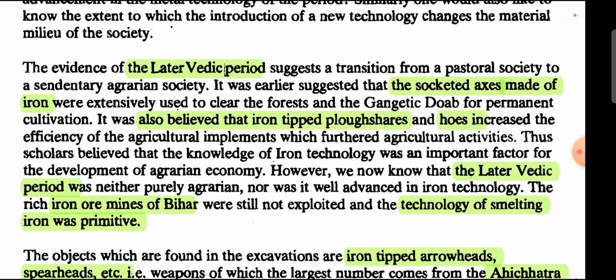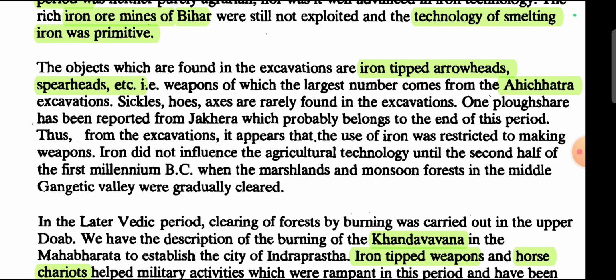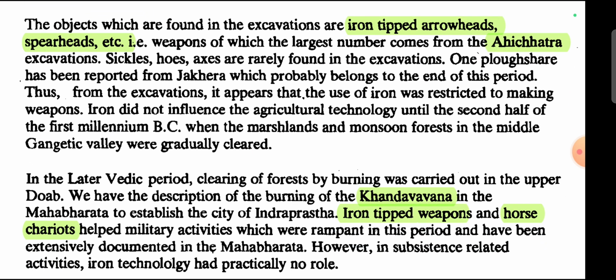However, we now know that the later Vedic period was neither purely agrarian, nor was it well advanced in iron technology. The rich iron ore mines of Bihar were still not exploited, and the technology of smelting iron was primitive. The objects which are found in the excavations are iron-tipped arrowheads, spearheads, etc. That is, weapons, of which the largest number comes from the Atranjikhera excavations. Sickles, hoes, axes are rarely found in the excavations. One ploughshare has been reported from Jakhera, which probably belongs to the end of this period. Thus, from the excavations, it appears that the use of iron was restricted to making weapons.